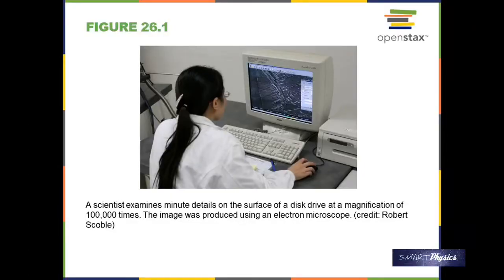100,000 times. Whatever the scientist is looking at on the computer screen is said to be magnified 100,000 times. Do you know the meaning of magnifying 100,000 times? That means 1 centimeter, which is this much, would appear to be 100,000 centimeters. How much is that in meters? 1 centimeter becomes 100,000 centimeters. So how much is that in meters?